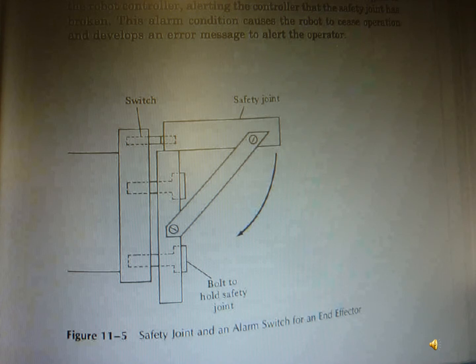A safety joint and the alarm switch are attached at the robotic arm. So in this case, you see the robotic arm, you have a switch and also a safety joint and a bolt to hold the safety joint. Those things are included in the robotic arm.